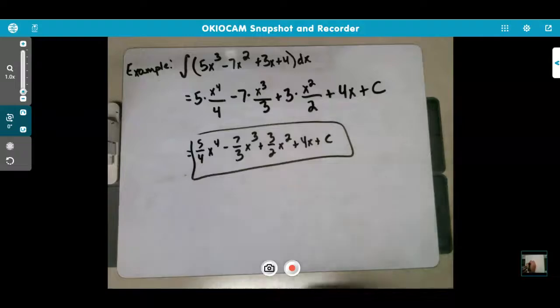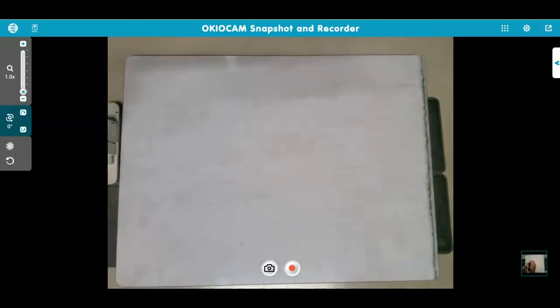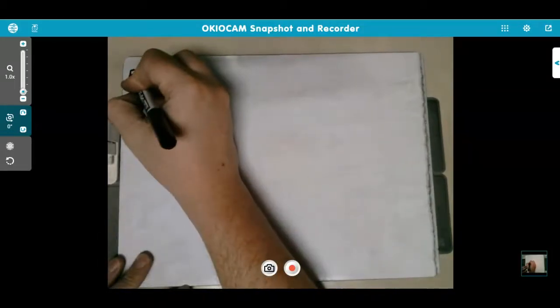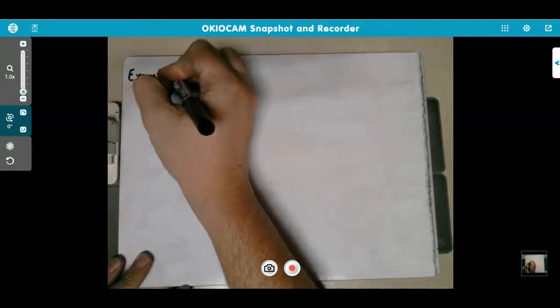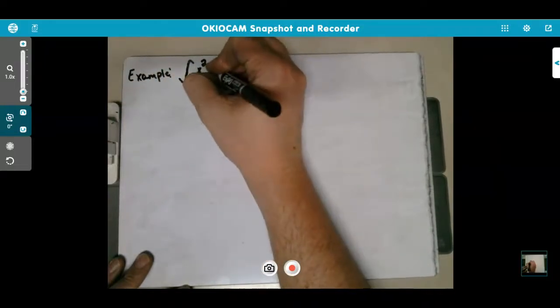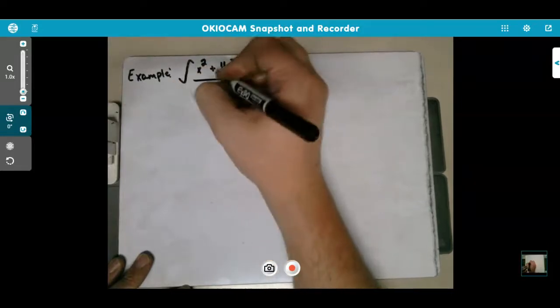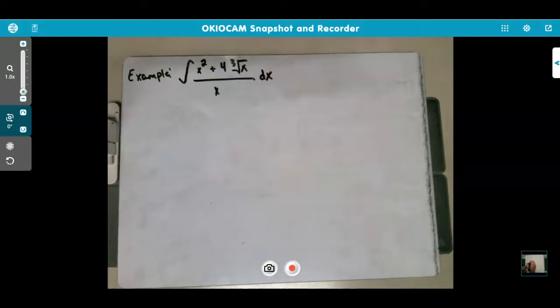Another example, kind of like that one, was the integral of x squared plus 4 times the cube root of x, all over x dx. Now I wanted to make sure we did this one because it looks really hard, but I promise it's not, okay?